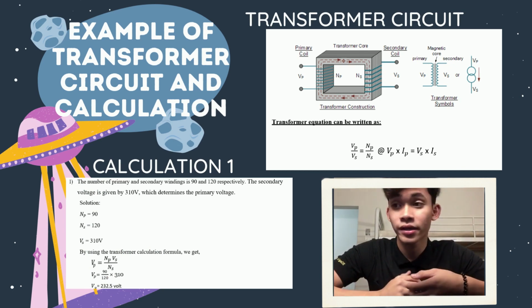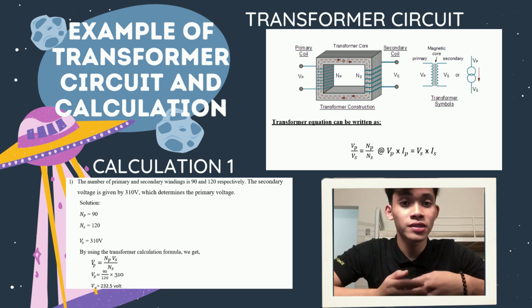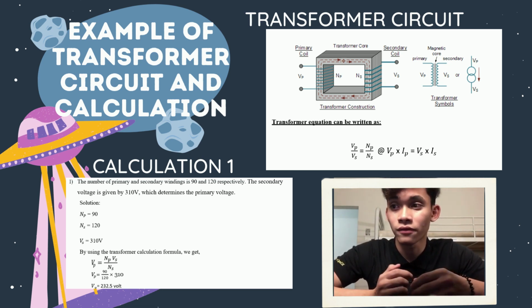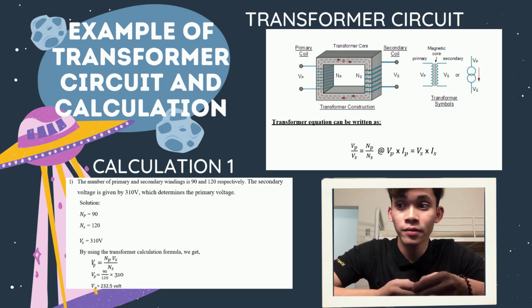So as you see in the diagram below, this is an example of a transformer. The transformer equation can be written as Vp over Vs equal to Np over Ns, or you can also use Vp times Ip equal to Vs times Is. For your information, Vp is the primary voltage, while Vs is the secondary voltage. Np is the number of turns in the primary coil, Ns is the number of turns in the secondary coil, and Ip is the input current in the primary coil.